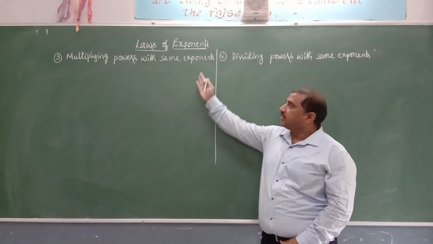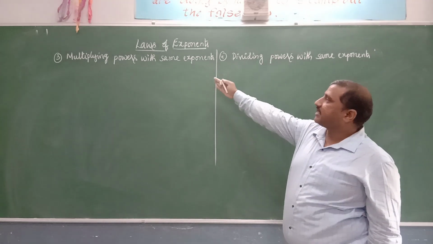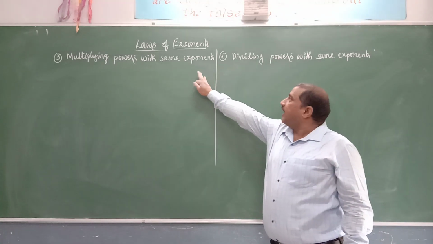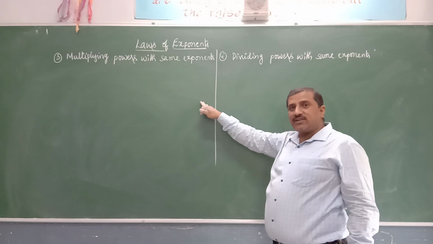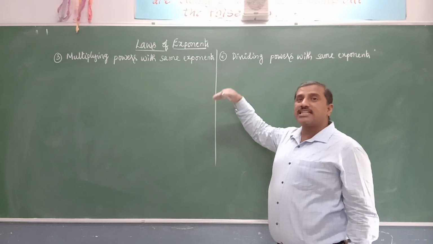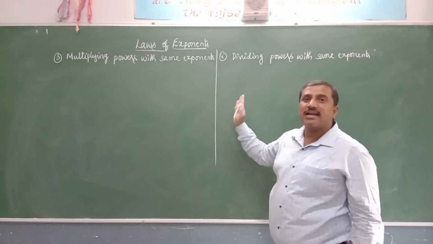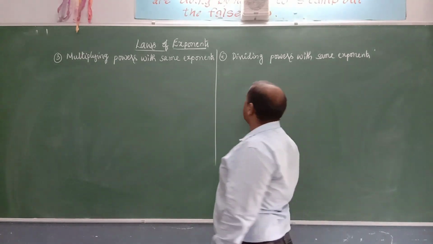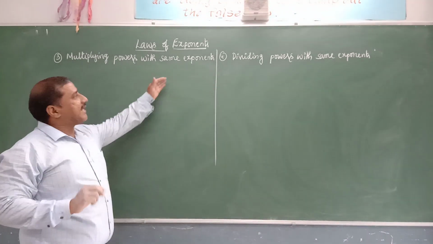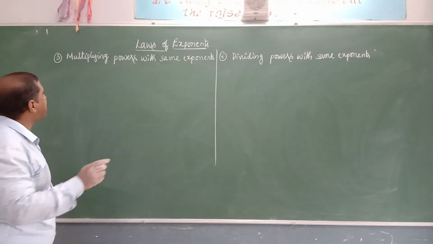Now, the third law, multiplying powers with the same exponents. Here the exponents are the same. In the previous one, the bases were the same and the exponents were different. Here the exponents are the same and the bases will be different. So what are the two laws we will get for multiplication and division? We will discuss some examples.